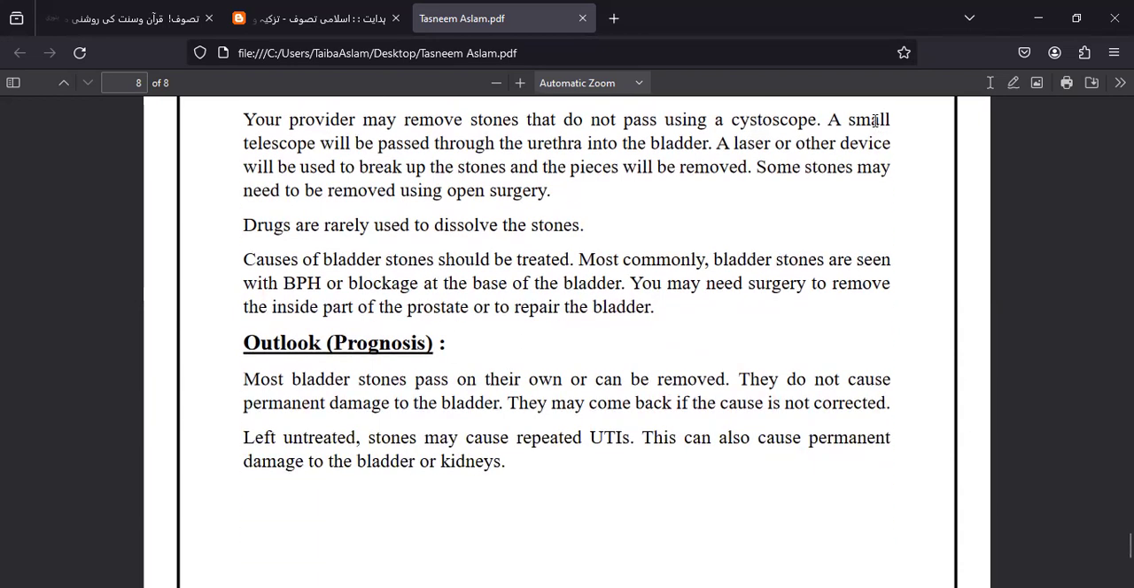And the next one, and the last one, outcomes. Most bladder stones pass on their own or can be removed. They don't cause permanent damage to the bladder. They may come back if the cause is not corrected. Left untreated, stones may cause repeated UTIs. This can also cause permanent damage to the bladder or kidneys.